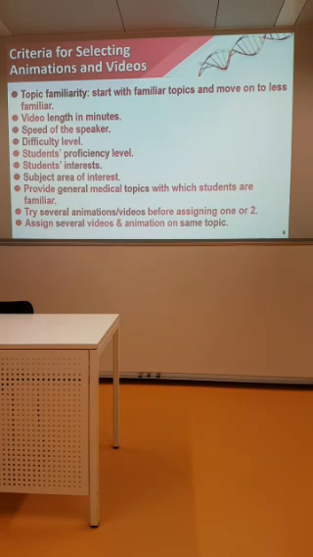So it's better to take into consideration the difficulty level of the concepts and the information in the video, and the students' proficiency level. If they are good, like at the end of the semester their English is not so bad, not so poor, we select videos that are appropriate for this kind of students. Also students' interests. Sometimes they like this, they don't like that, so we have to take that into consideration. And the subject area: if they need to learn about biochemistry, anatomy, biology, chemistry, we pick topics or videos in a particular subject area.